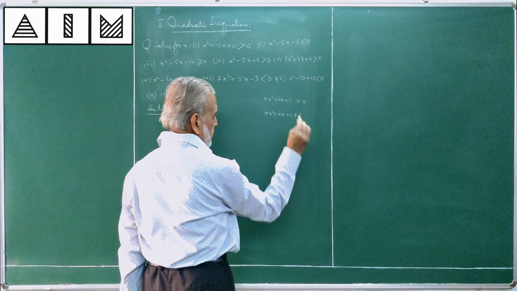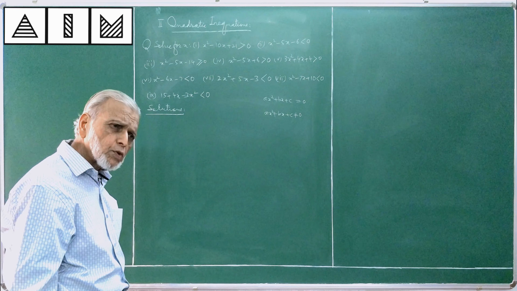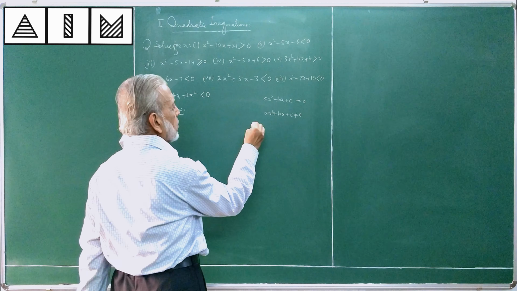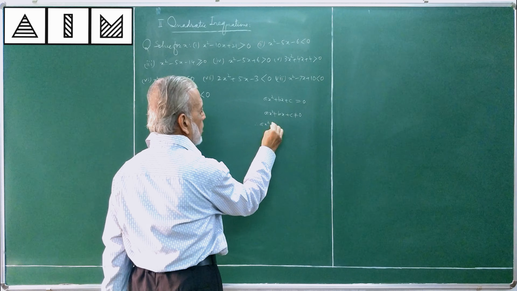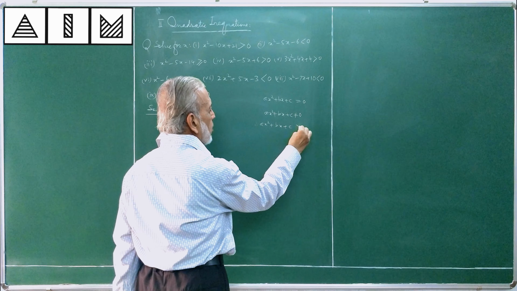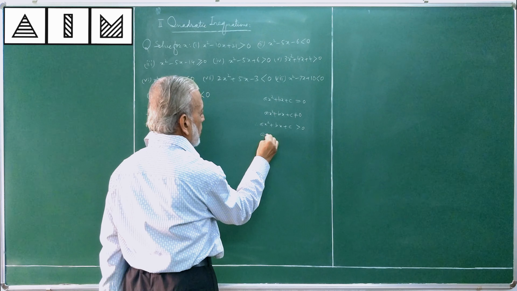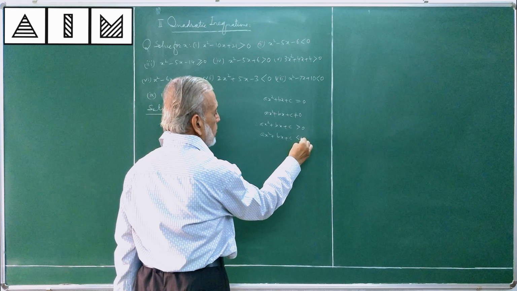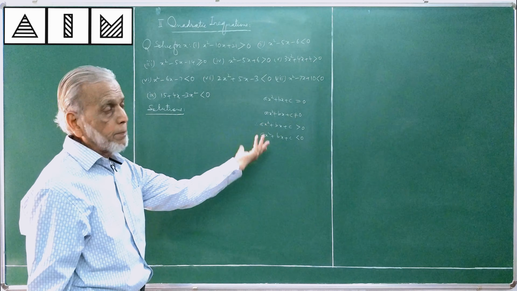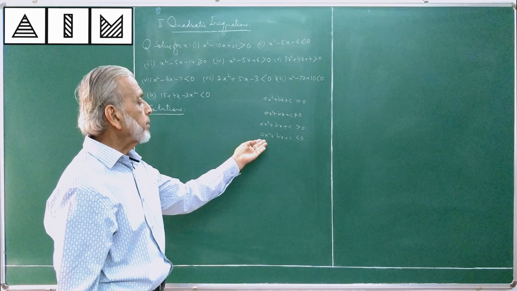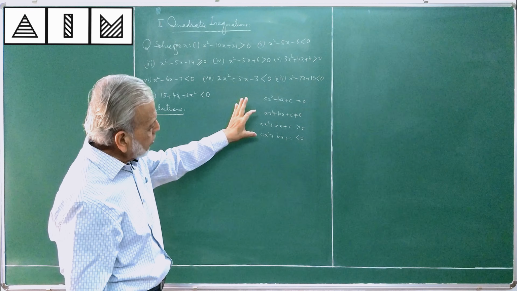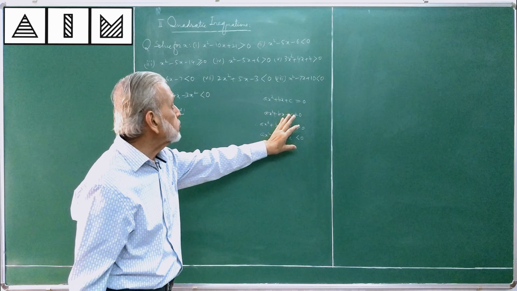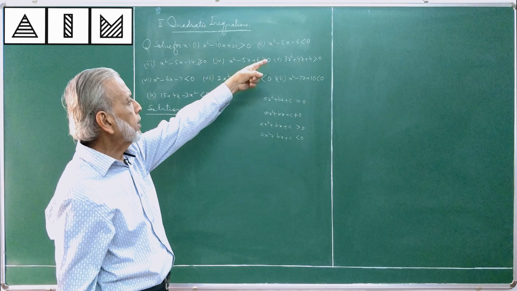This is an inequation. Not equal to 0 means greater than 0 or less than 0. Not equal to 0 may mean greater than 0 or may also mean less than 0. These are called inequations. We are going to deal with such inequations hereafter, greater than 0 or less than 0.